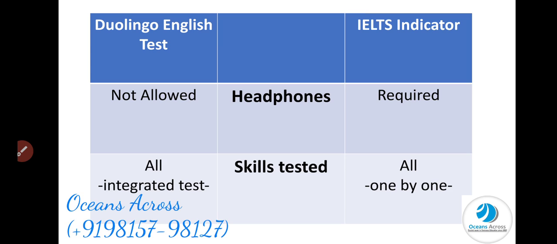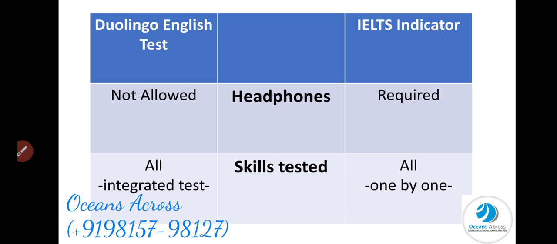Let's talk about the headphones. In the Duolingo English test, you are not allowed to use headphones, but you can use headphones in the IELTS indicator test. As I mentioned earlier, Duolingo is an integrated test, which means your level of difficulty is going to increase as soon as you start giving correct answers. And it's going to be a combination of the skills tested at one time. For example, listening and speaking, writing and reading, it's going to be an integrated test.